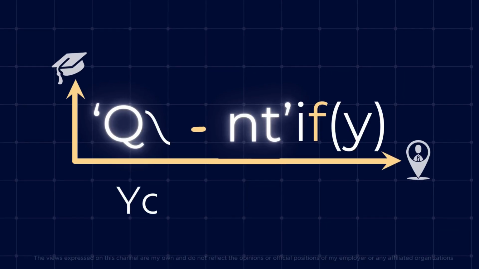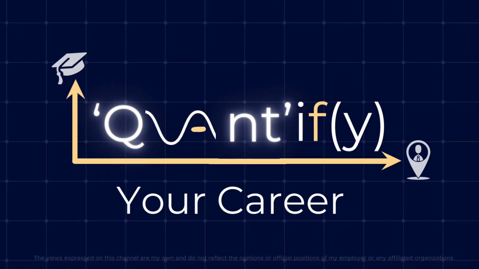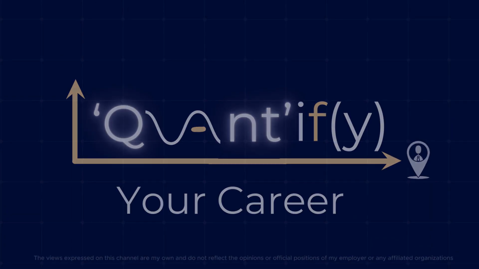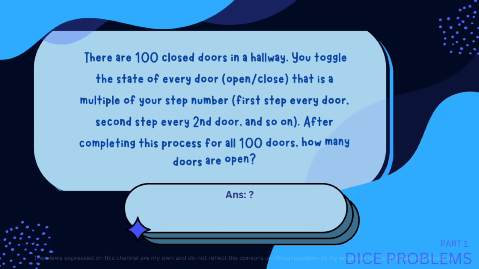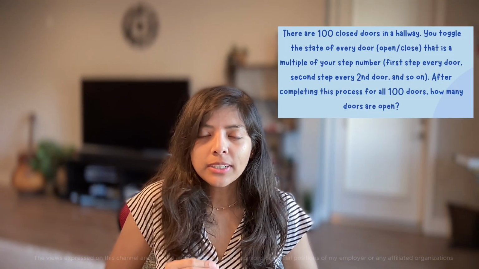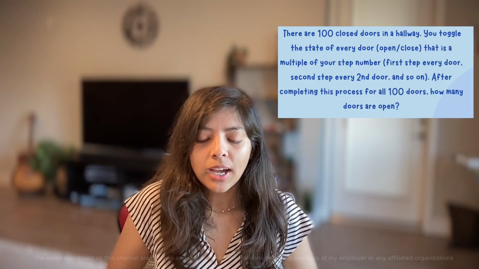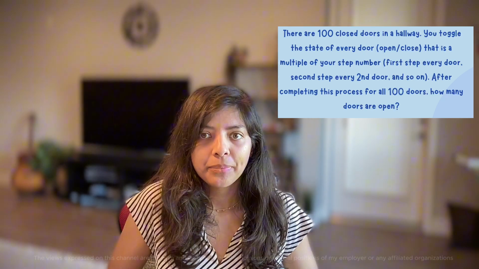And today we'll be solving an interesting brain teaser problem. Now let's try to understand what the problem is. So imagine you're walking down a hallway with 100 doors and all of them are closed in the beginning.